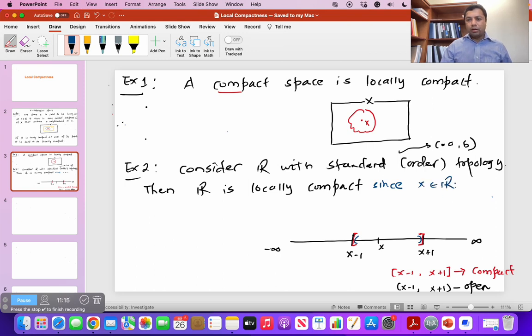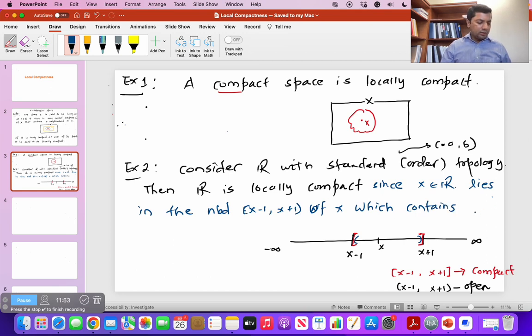X, which is an arbitrary element in R, lies in the neighborhood, that means the neighborhood (X minus 1, X plus 1). This is a neighborhood because it's open in the standard topology and also contains X. It is a neighborhood of X which is contained in the compact space, the closed interval from X minus 1 to X plus 1.